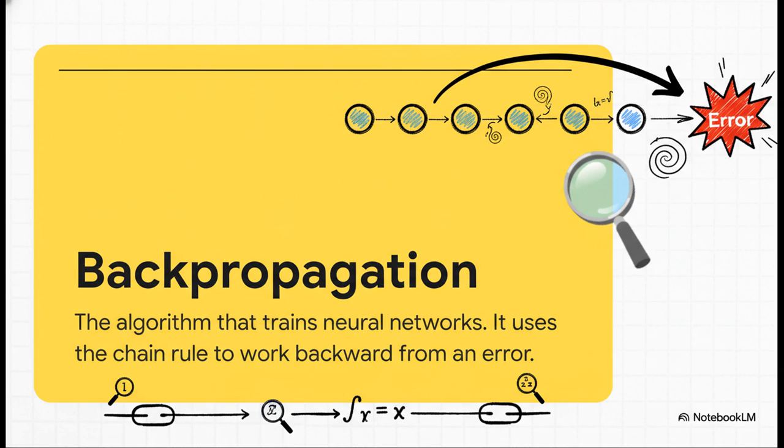So, the billion-dollar question. How does an AI actually get smarter? How does it learn? It uses an algorithm called backpropagation. And at its very core, what is backpropagation? It is just a massive, incredibly clever application of the chain rule. It's what allows the AI to look at its final mistake and calculate exactly how much every single one of its millions of internal settings contributed to that error, all the way back to the start of the chain.